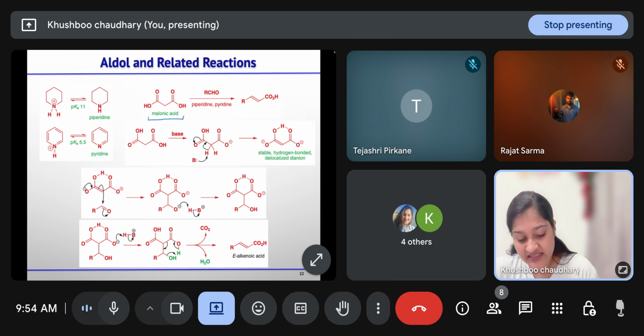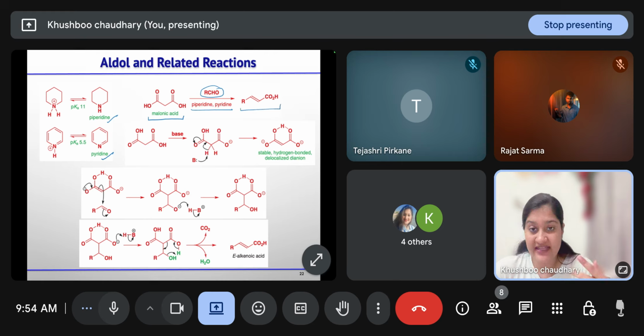We have malonic acid and we are treating it with an aldehyde in the presence of piperidine and pyridine. This is piperidine and this is pyridine. This combination of bases we are using, then we will get this decarboxylation product. So how is this reaction taking place?